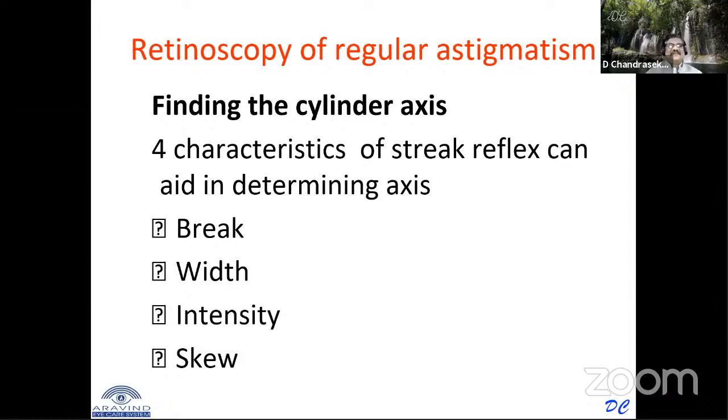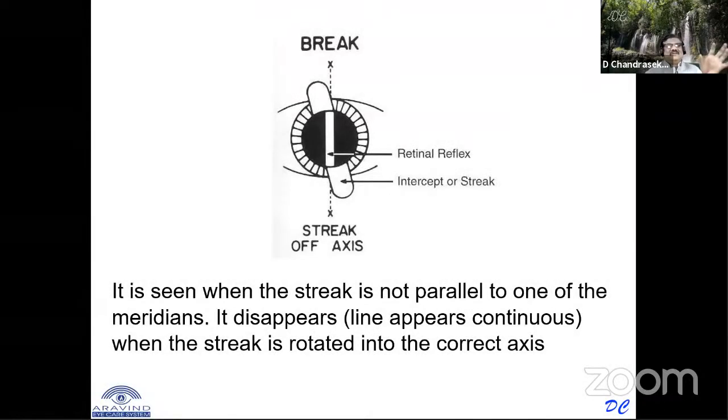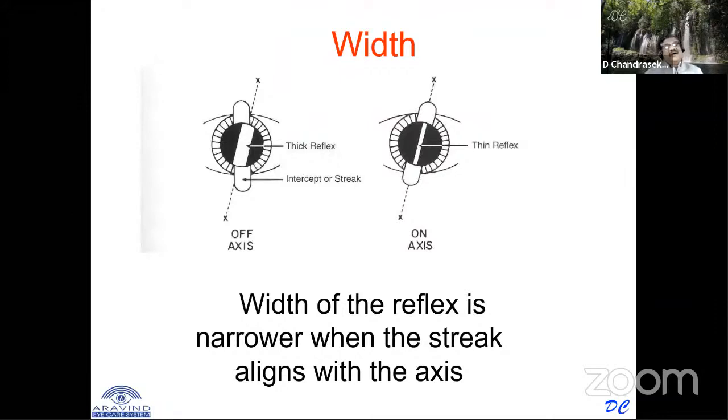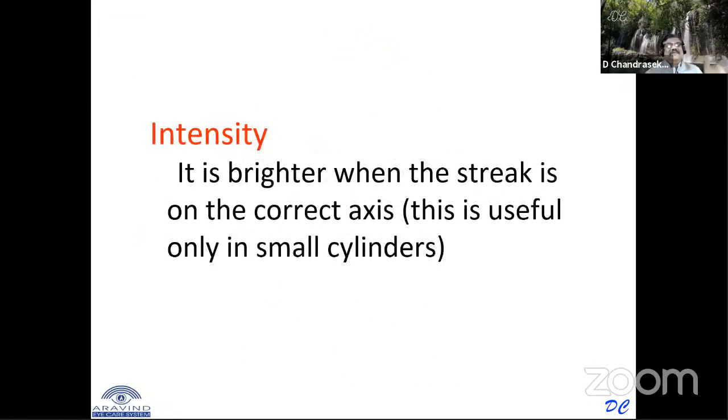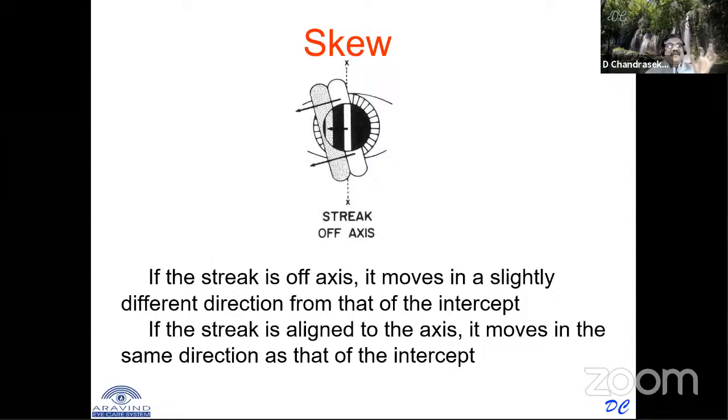So there are 4 characteristics of a streak reflex when you have an astigmatism: the break, the width, and so on. The break is when you put the beam, and the reflex in the pupil and the beam inside the pupil do not match. So there is a break. It is as simple as that. And when you have the width, again, they don't match in the same axis. There is no neutralization. Only if it all becomes together in that particular power will it be neutralized, and it will be the same on the iris as well as on the pupillary area. So the intensity, as you come to the neutralization point, will become brighter.